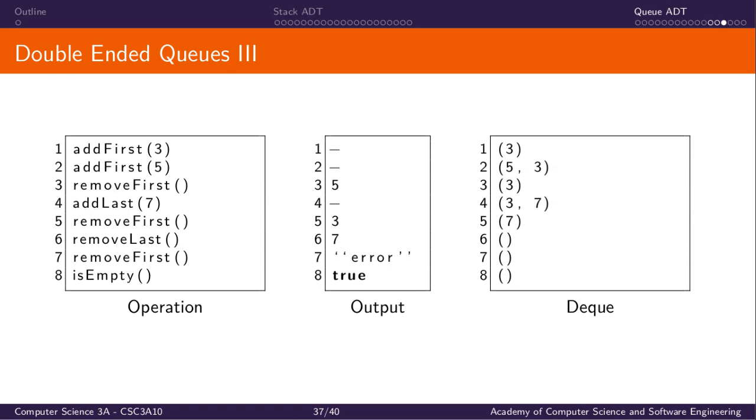Remove last, well, there was only a single thing in there, but it removes what was the last element stored in our queue. If we call anything like remove last, or sorry, remove first, or even get first from an empty queue, we should get an error that it's empty. Is empty would then return to us true because our deque is indeed empty.